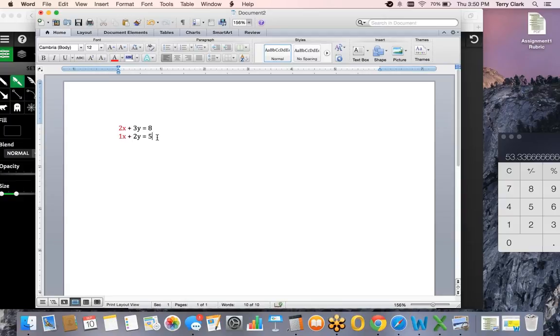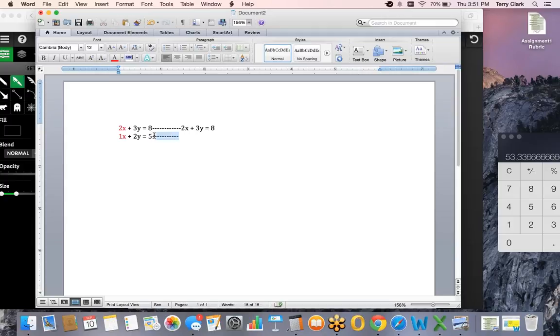Now I'm going to look for the LCM between 1 and 2, and it's obviously 2 because 2 times 1 is 2. So the first one can stay like it is because it's already 2. And then the other one, I'm going to try to make it negative 2. The reason why is because positive 2 and negative 2 will cancel out. So the way I'm going to do that is I'm going to multiply all of the second one by negative 2.